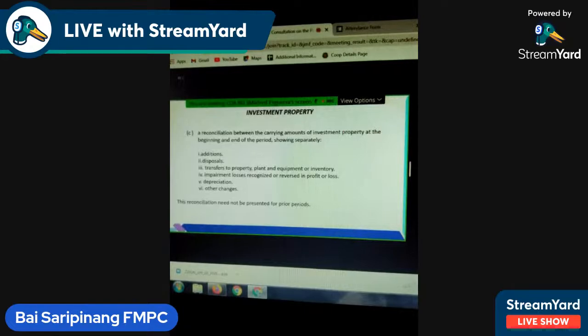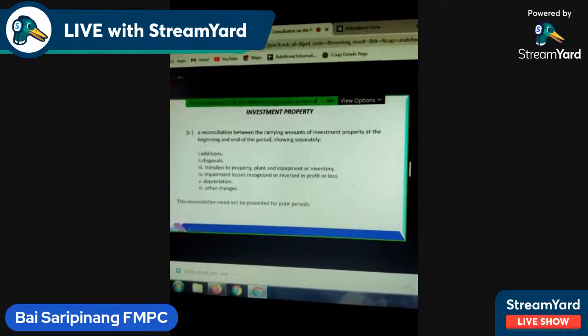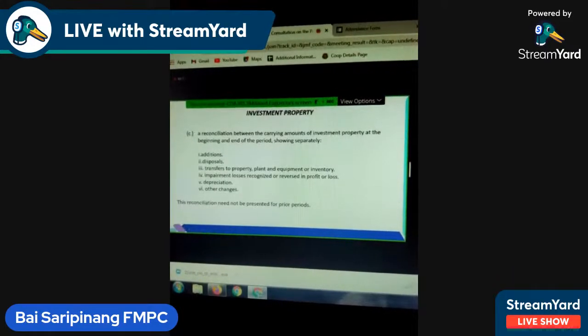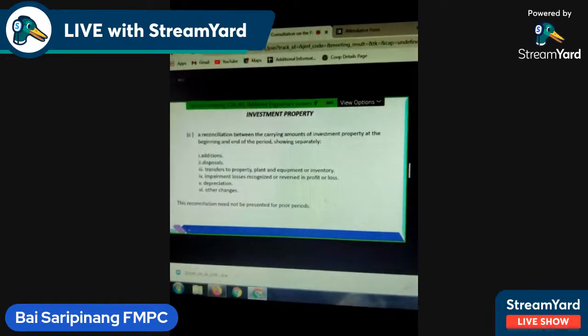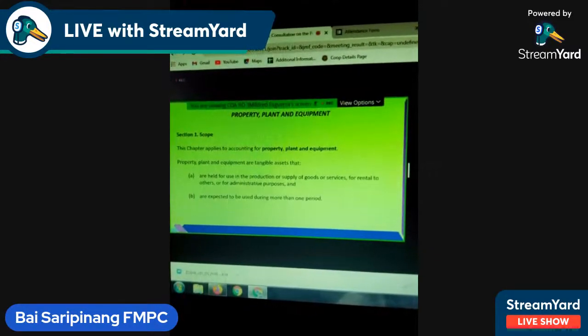And also a reconciliation between the carrying amounts of investment property at the beginning and end of the period, showing separately yung kanyang additions, disposals, transfer to property, plant and equipment or inventory, impairment losses recognized or reversed in profit or loss, its depreciation and other changes. So kasama pa rin po ito sa ating mga disclosures. That reconciliation, of course, need not be presented for prior periods. Right. Now, for property, plant, and equipment, this chapter applies to accounting for property, plant, and equipment.